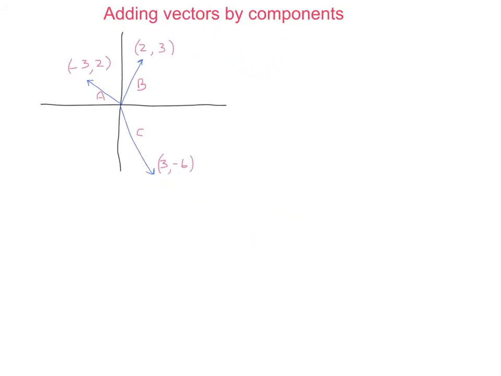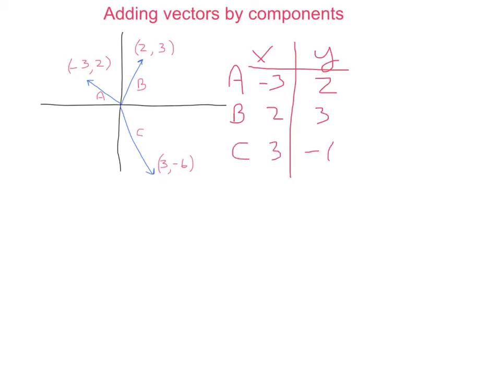What you need to do is make a really quick chart that puts together all of those components. So what we're concerned about are the x components and the y components. And the chart is going to look something like this. For the three vectors, vector A, it's negative 3 and the y component is 2. For vector B, it's 2, 3. And for vector C, it's 3 and negative 6.